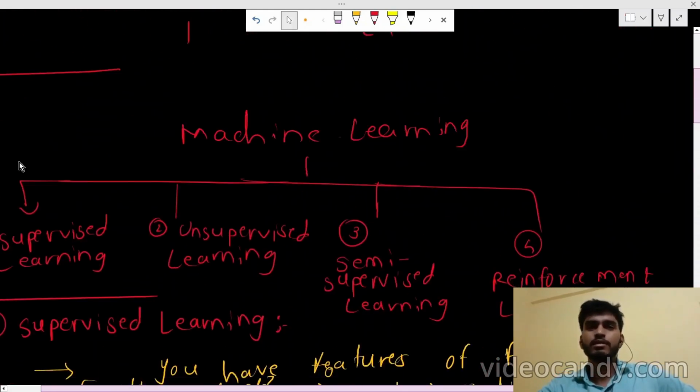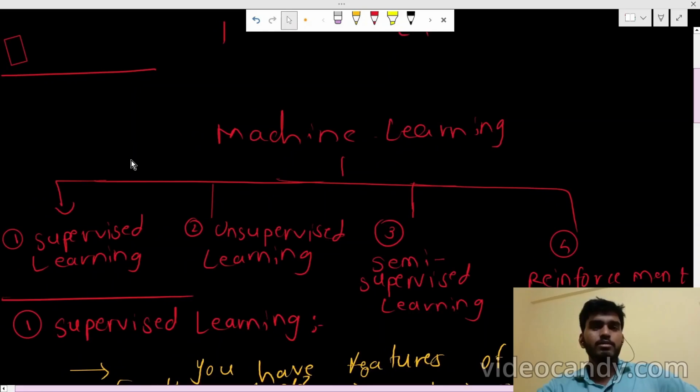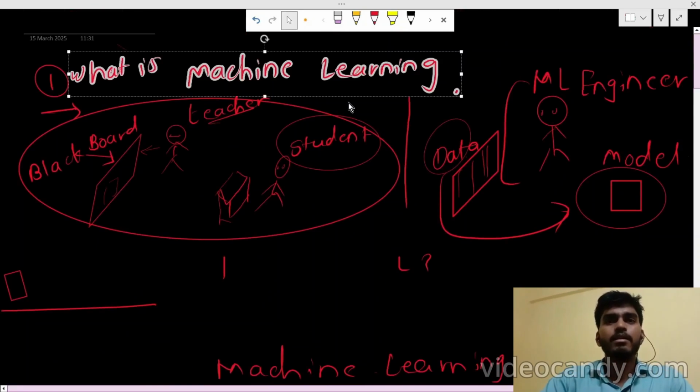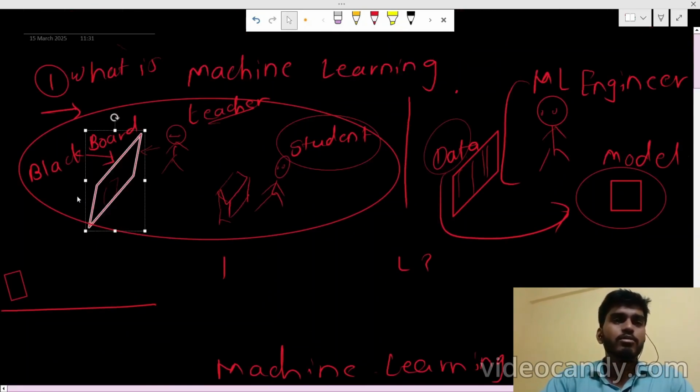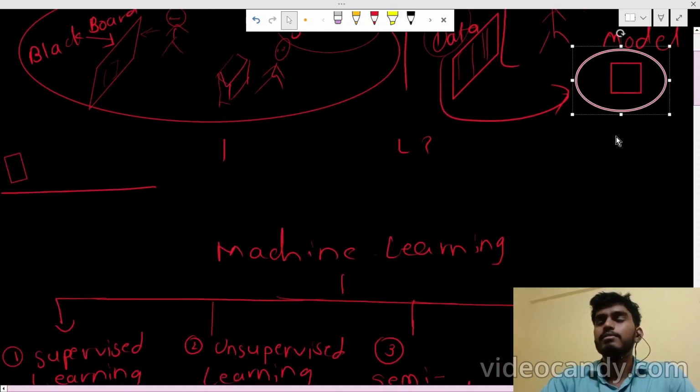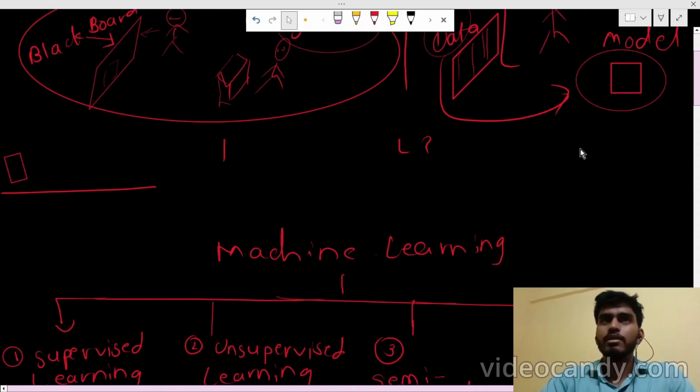So let's summarize what we discussed. We discussed what machine learning is. We created one scenario of a student-teacher relationship, and here I referred to a blackboard with the data. The ML engineer is the teacher who is teaching the model. The model is our student. Initially they are an untrained model. When the ML engineer gives some data, the model will get trained, and then it will be ready for future inputs to predict some outputs.